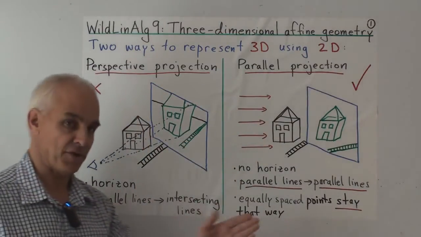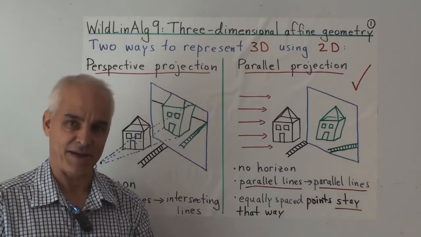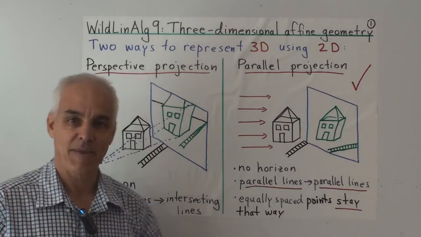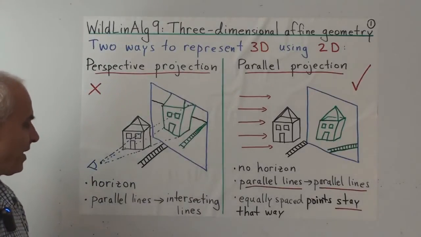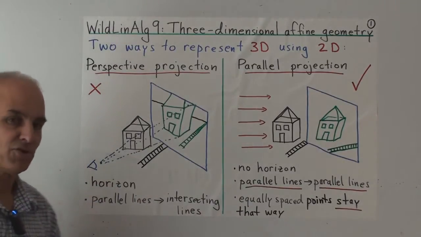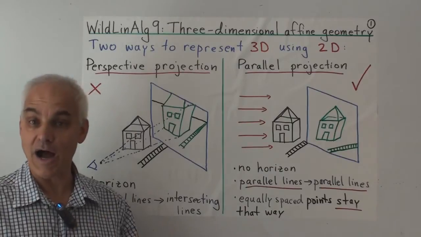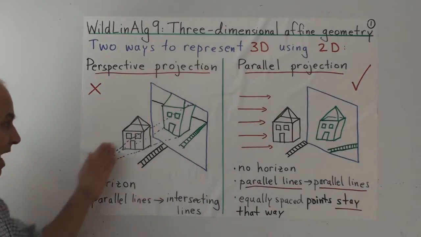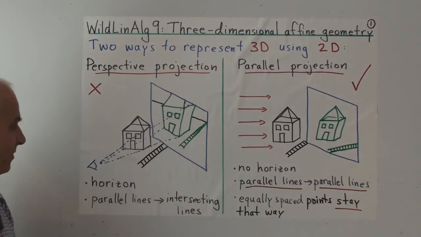It's important to realize that there are these two different ways of representing things, and they're quite different mathematically and visually too. This is perhaps the most familiar to us because that's the way our eye works, and our minds are quite used to interpreting what happens in a picture like this.